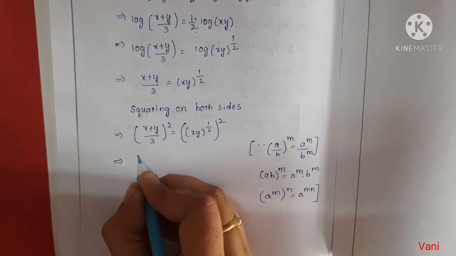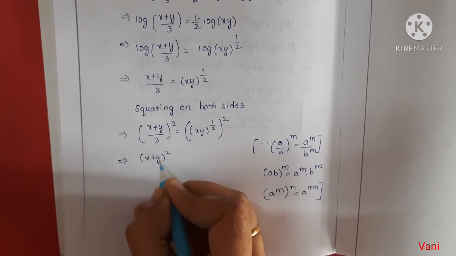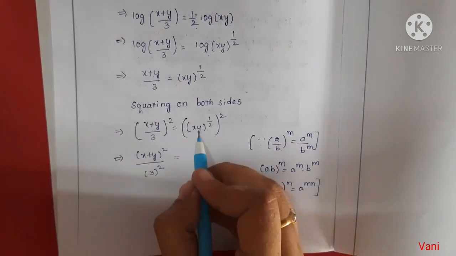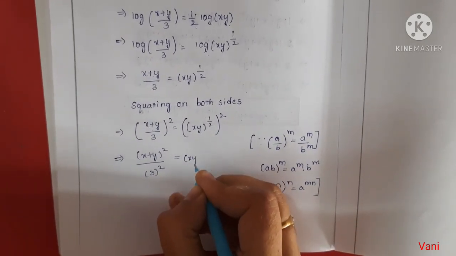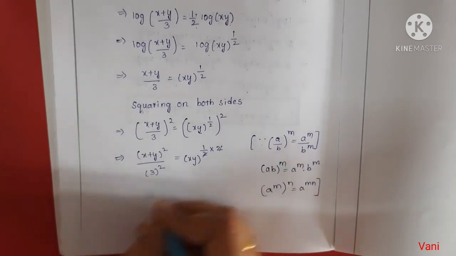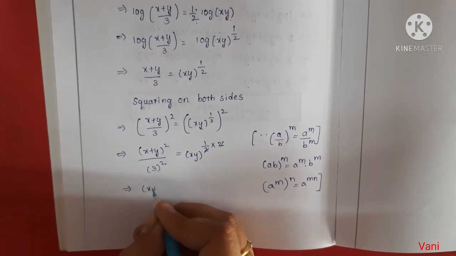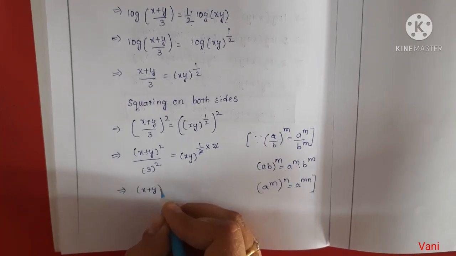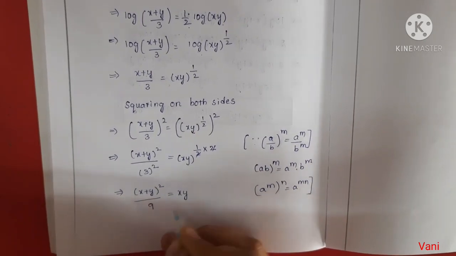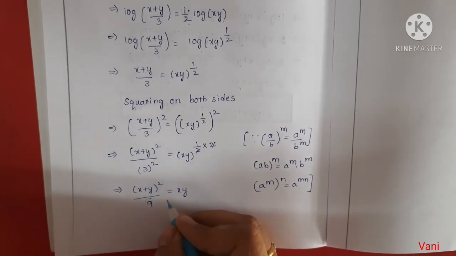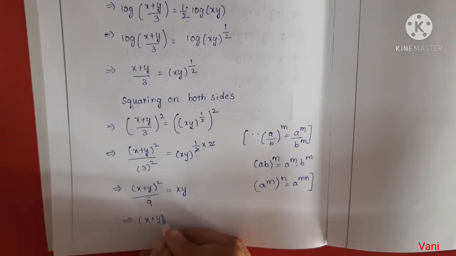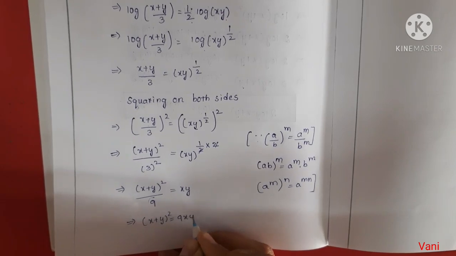First separate the power. (x plus y) whole square by 3 whole square is equal to, next it is in the form (a power m) whole power n, can be written as xy whole power 1 by 2 into 2. So the 2 can cancel. So (x plus y) whole square by 3 square, which means 9, is equal to xy. So this by 9 if you send to RHS it will become into 9. So (x plus y) whole square is equal to 9xy.